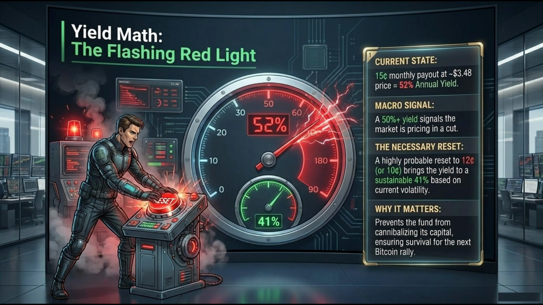At a 1.5 cent monthly payout and a price of roughly $3.48, MSTE is sporting a 52% annual yield. From a macro risk perspective, a 50% plus yield is a flashing red light. It signals that the market is already pricing in a cut.